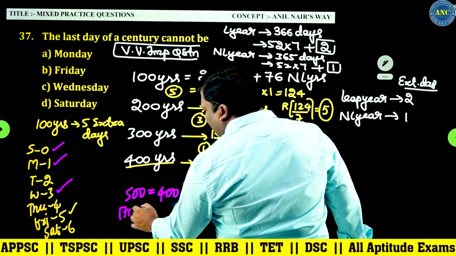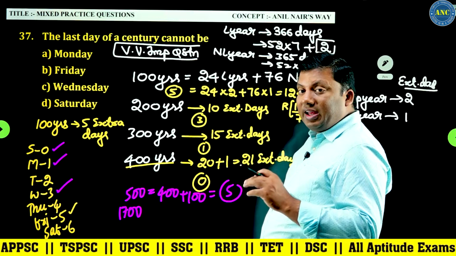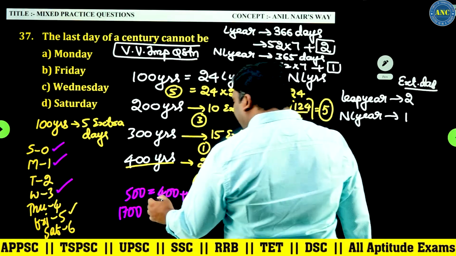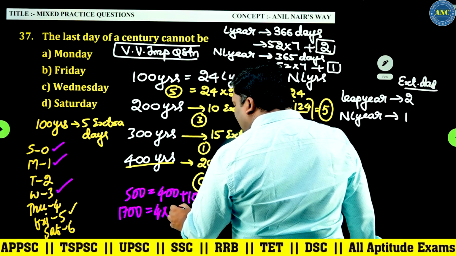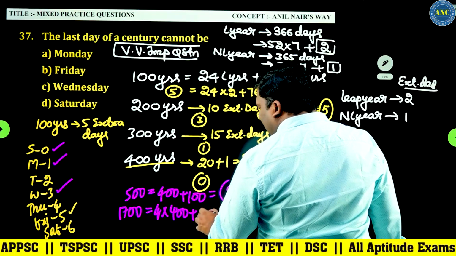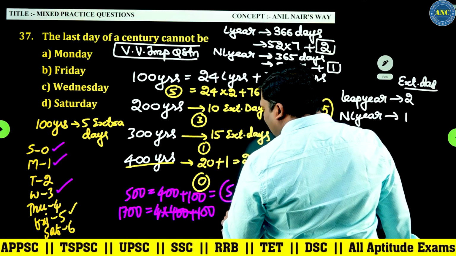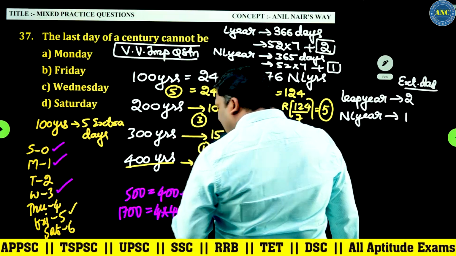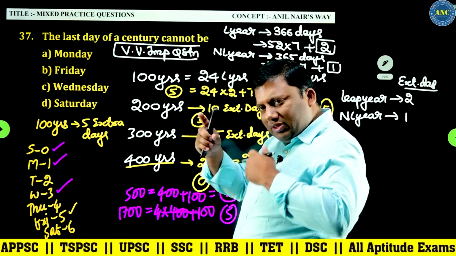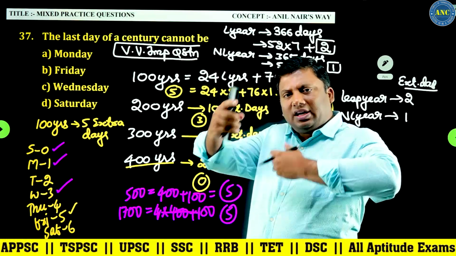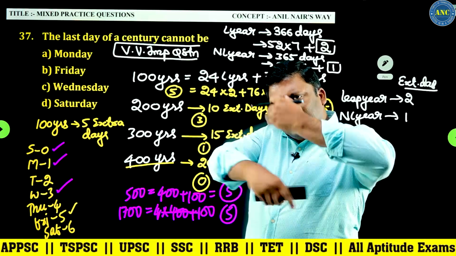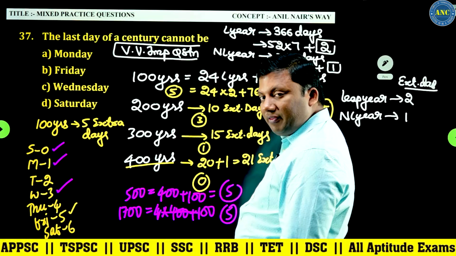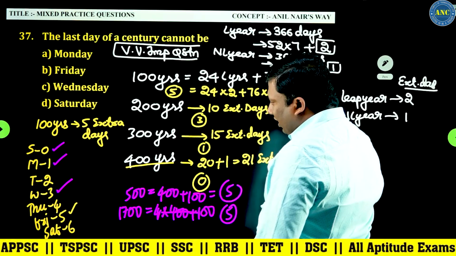If I need 1700, 400 years number of odd days are 0, so multiply by 4: 4 into 400 plus 100. 400 is 0, 100 is 5 extra days. After 400, the same cycle is getting repeated. The cyclicity: the calendar repeats after every 400 years.